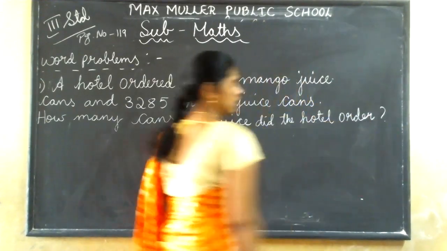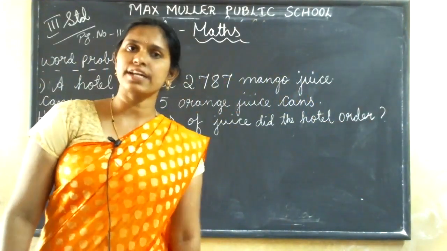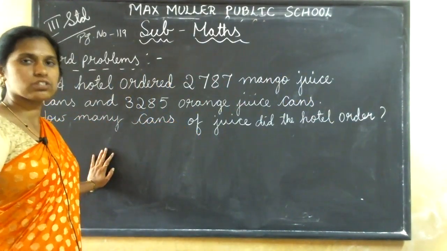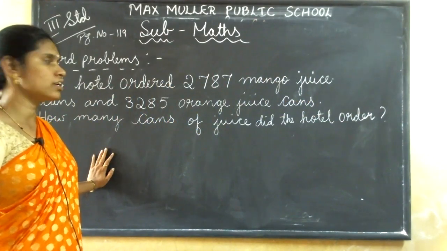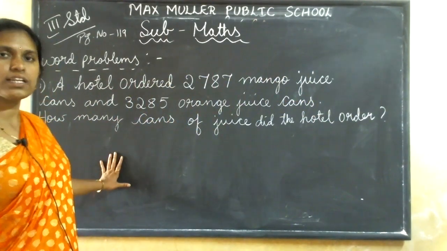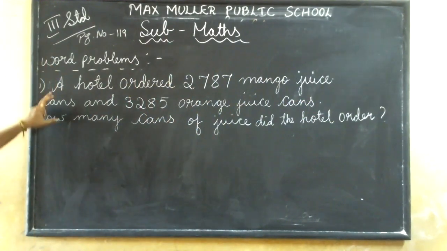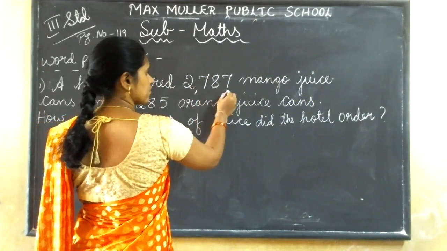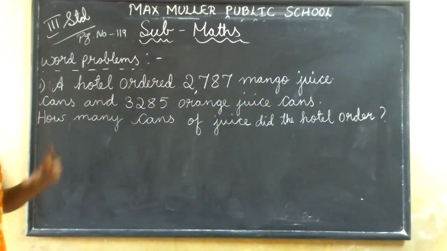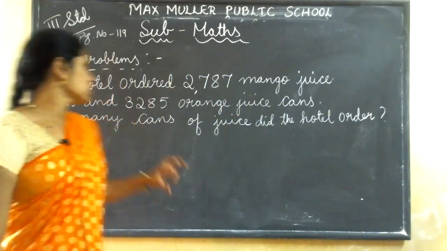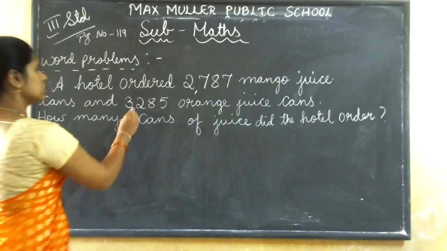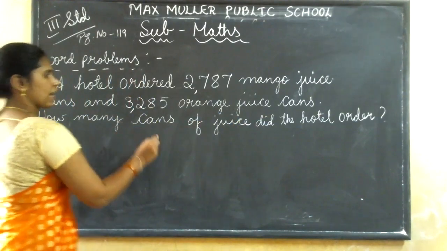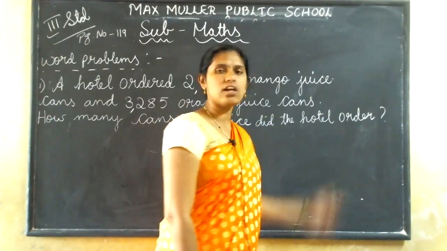Here they have given a statement. First you read and understand. Already we have written in the class or book. Yes or no? When I am giving notes, addition notes I have given, you have written this one. Today I will explain this one. See here, a hotel ordered 2,787 mango juice cans. You will get small cans, no? And 3,285 orange juice cans. How many cans of juice did the hotel order?